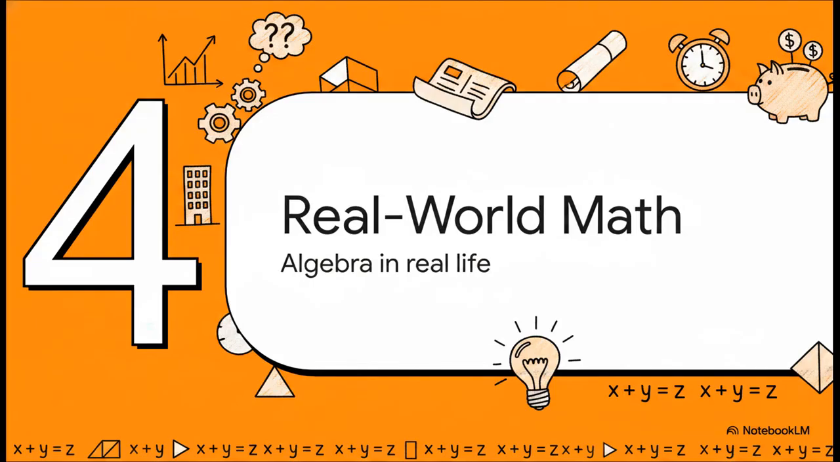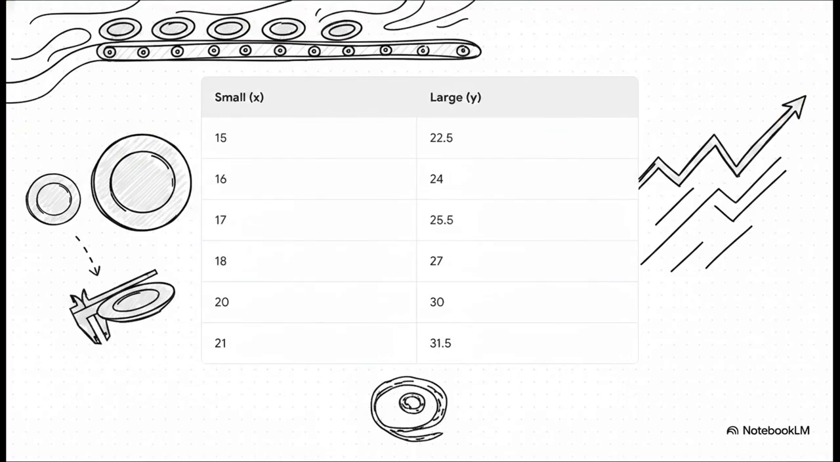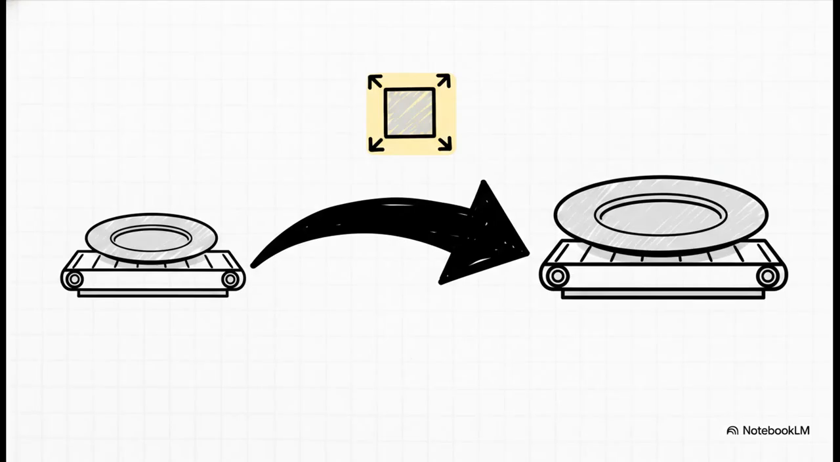Let's hit Section 4, Real-World Math in Action. Now, you might be thinking, okay, but when am I actually going to use this? Well, let's look at a relatable scenario from the Cambridge workbook. Imagine you're manufacturing dinner plates. You've got small plates and matching large plates. If the small plate is 15 centimeters, the large is 22.5. If the small is 16, the large is 24. If we divide the output by the input, like 22.5 divided by 15, we get 1.5. So you can instantly see the large plate is always exactly 1.5 times the size of the small one. And that gives us a super practical algebraic rule, y equals 1.5x.